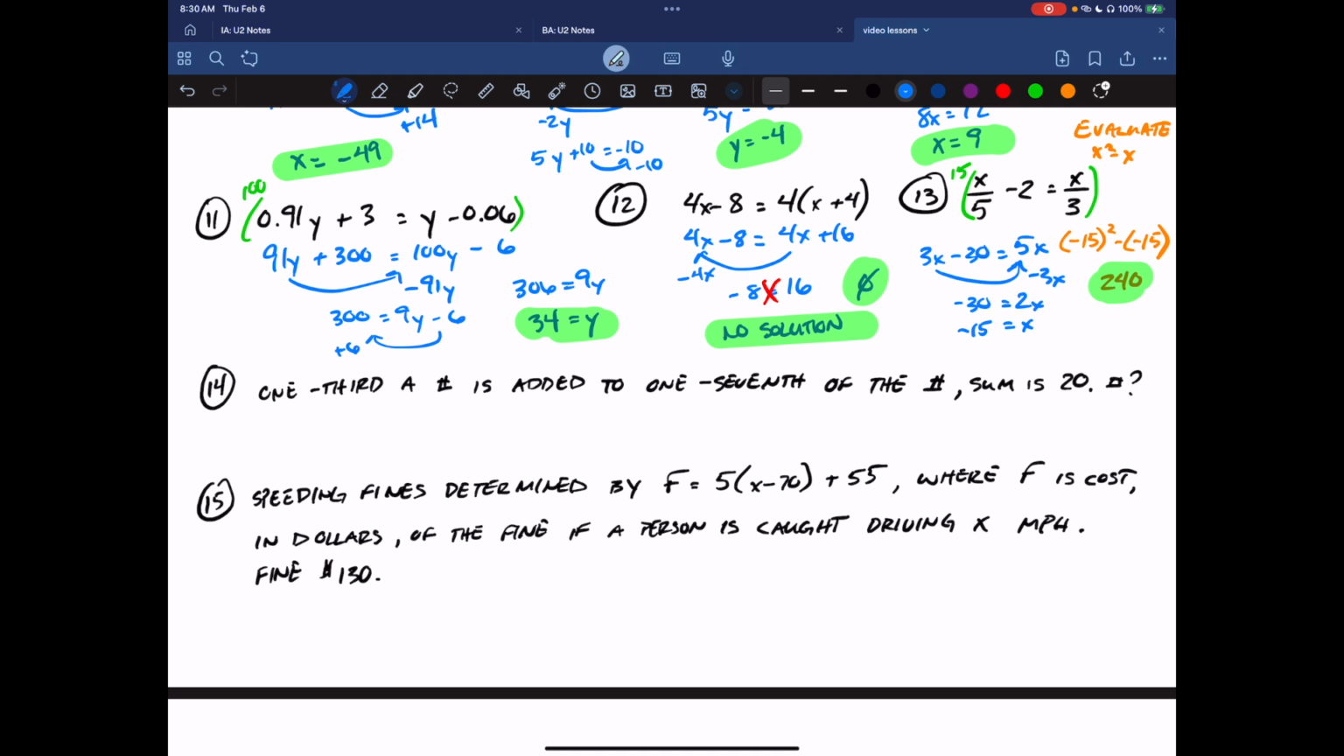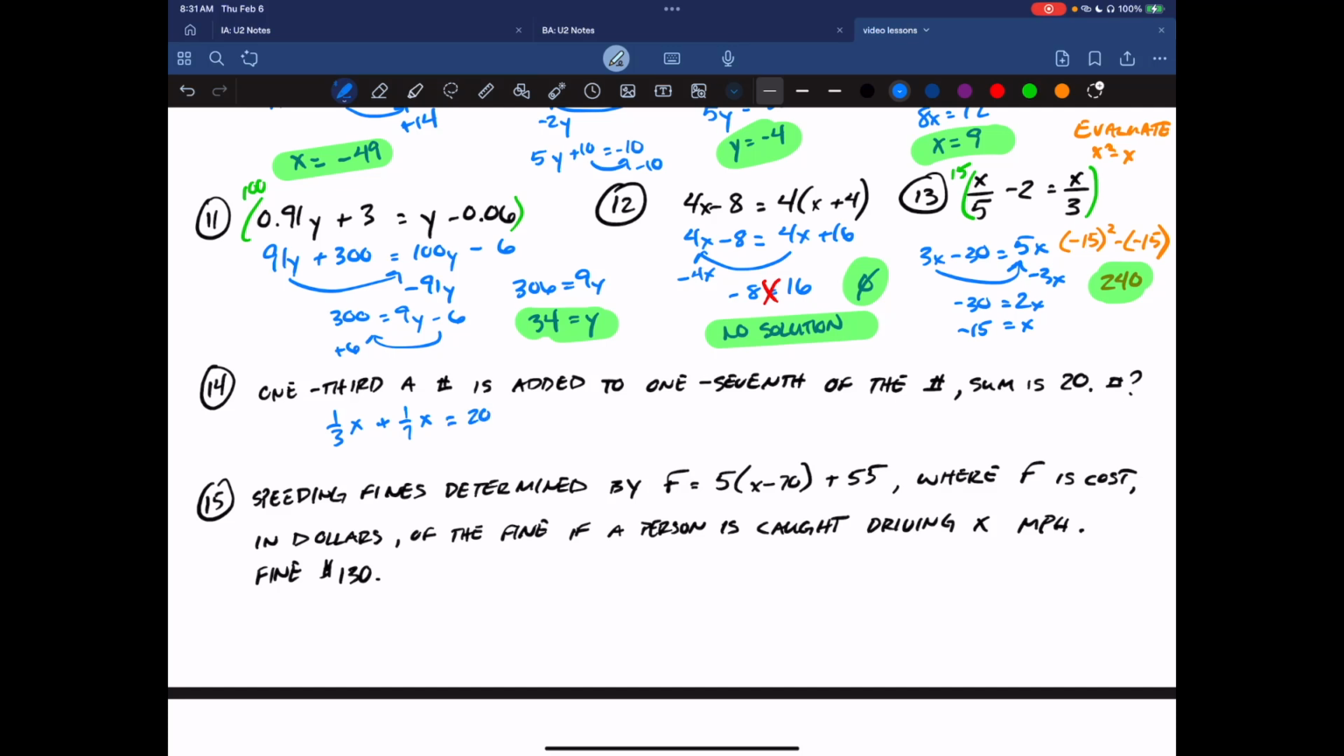Now, 2 questions left. 14. This is one of those ones where we have to take the sentence and rewrite it in algebraic form. So this is 1/3 of a number. Anytime you see a number or a product of a number or sum of a number, we're talking about some variable. In this case, we're going to use x. So this is 1/3 x, plus 1/7 of the same number, x. And the sum is 20. So all this equals 20.